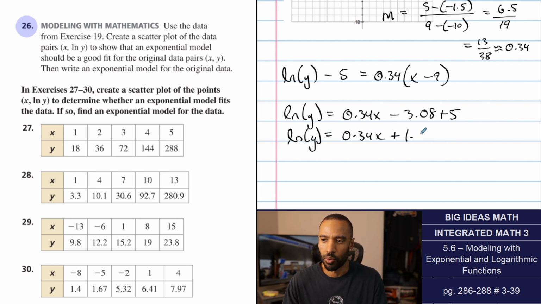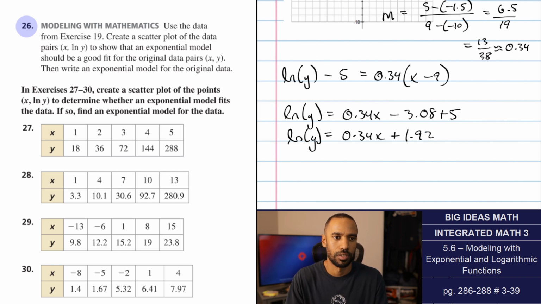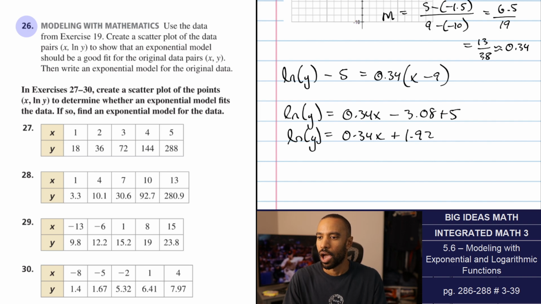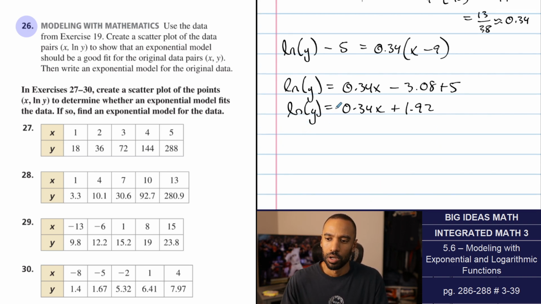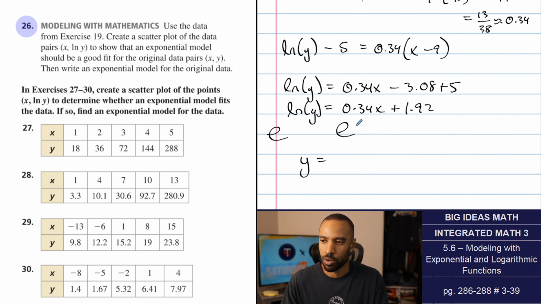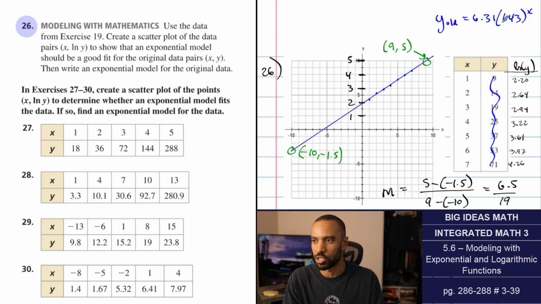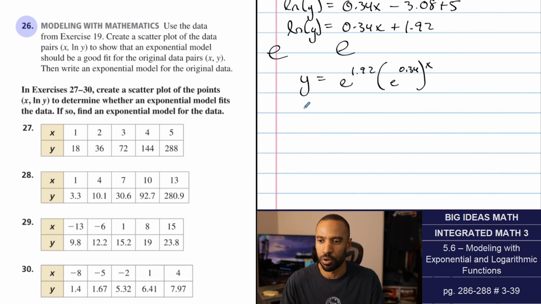What is that? 1.92? I want to make sure. All right, yeah, 1.92. So we're going to raise e with the e powers here, so that'll be y equals e to the 1.92, that number, times e to the 0.34 to the x power. Let's see how close it is to these numbers here, 6.31 and 1.43.